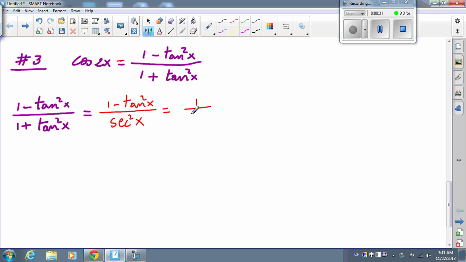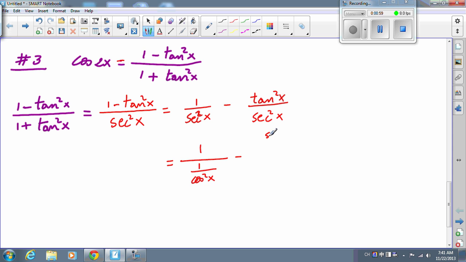This is equal to 1 over secant squared of x minus tangent squared of x over secant squared of x. Well, my goal is to get to cosine 2x. I don't see the cosine 2x here yet, but I will bring the cosine out of all these trig functions. So this is equal to 1 over, secant is 1 over cosine squared of x, minus the tangent is sine squared of x over cosine squared of x, over 1 over cosine squared of x.